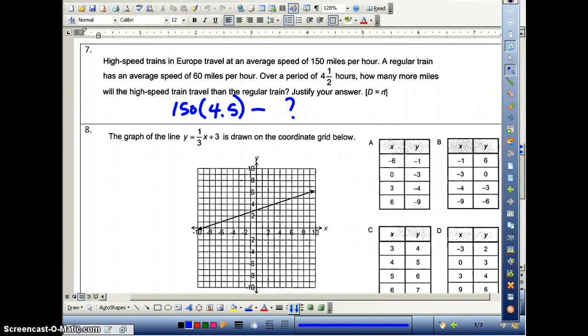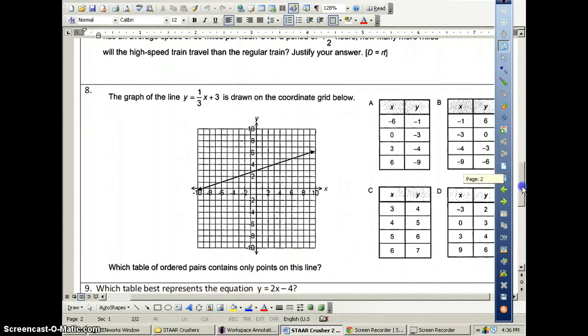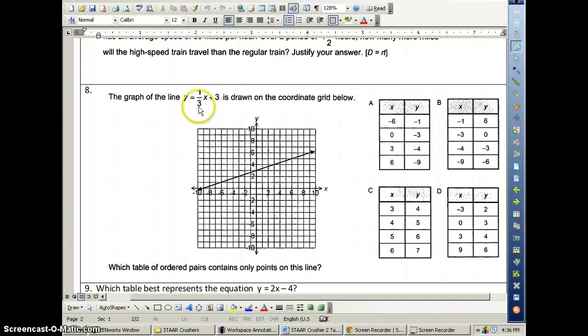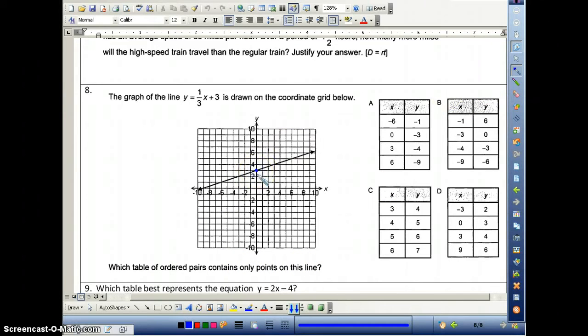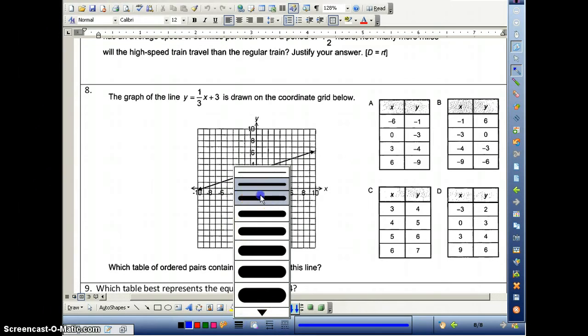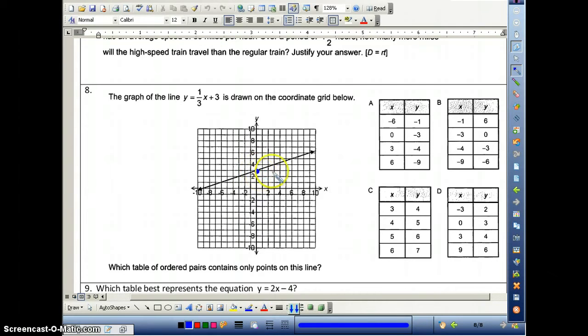All right, on the next one, number 8. The graph of the line y equals 1/3 x plus 3 is drawn on the coordinate grid below. Which table of ordered pairs contains only points on this line? Go through and pick out some points, like that one. Let me make that bigger. Write down the ordered pair for that point. Write down the ordered pair for that point. Maybe that point, that point. You could go backwards. That point, that point, that point. See which one of these tables has those points in it. That's all you have to do.